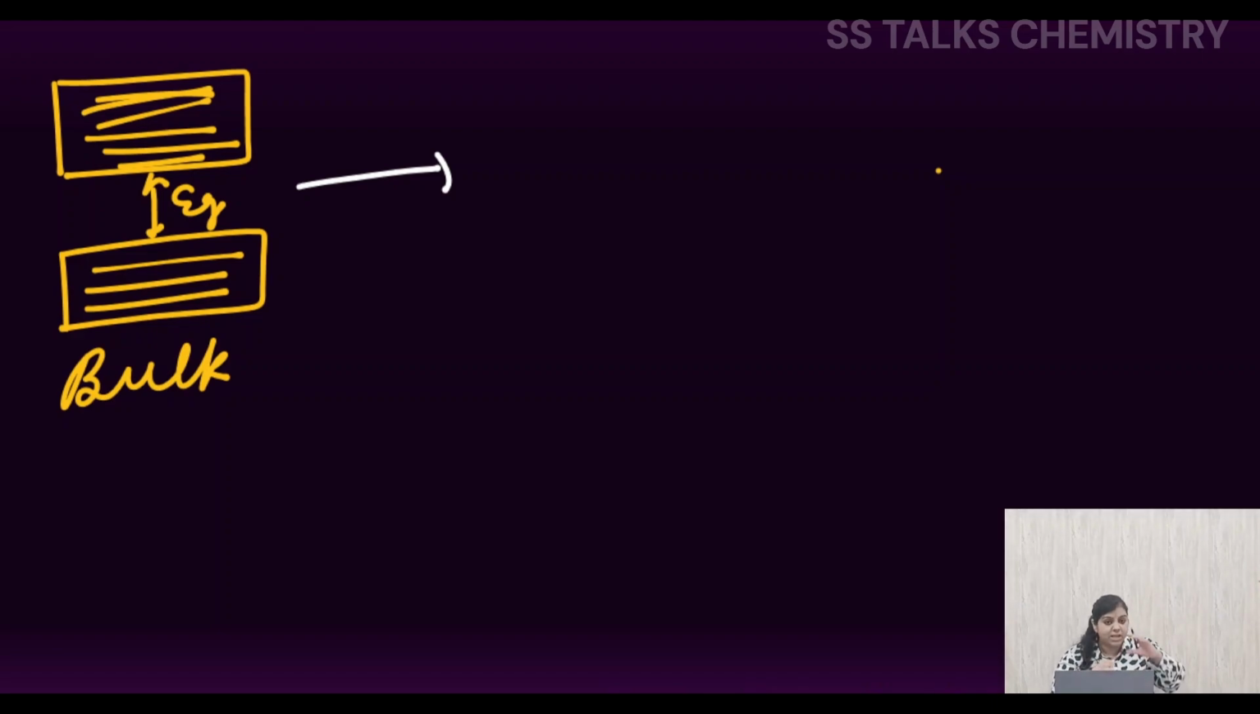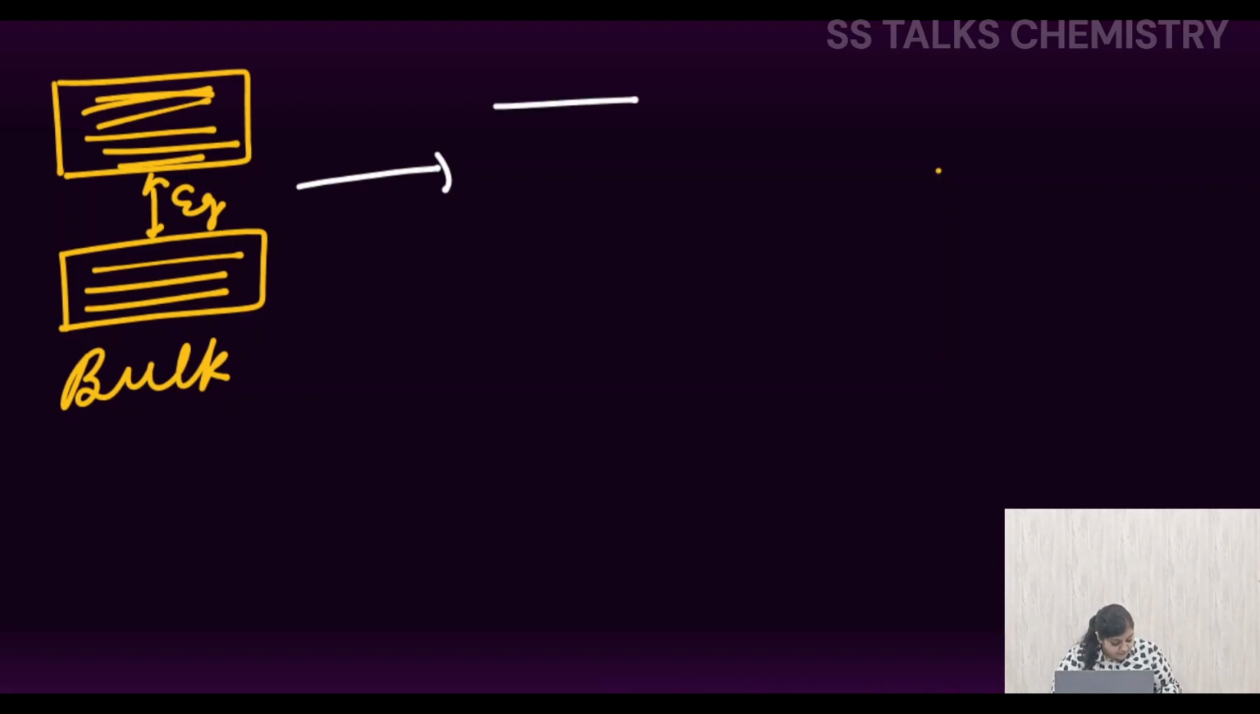In bulk materials, a large number of atoms are present in close proximity. Due to that, the energy levels exist in the form of bands. But as you shift from the bulk to small particles, the number of atoms decreases, so the number of energy levels also decreases. Instead of bands, we now have discrete energy levels.